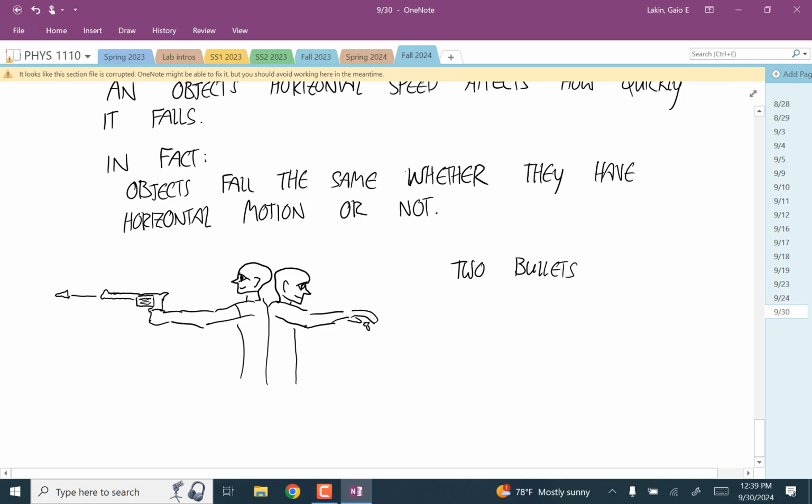One is going to hit the ground a long way away, many hundreds of yards away, and one is just going to land right at their feet. But if you time them, it should take the exact same amount of time. And I think that doesn't feel right to most people, but it is the case. Okay, so I want to show you a video of this. Let me find it.